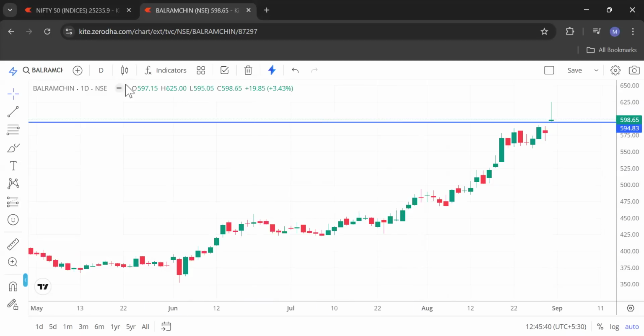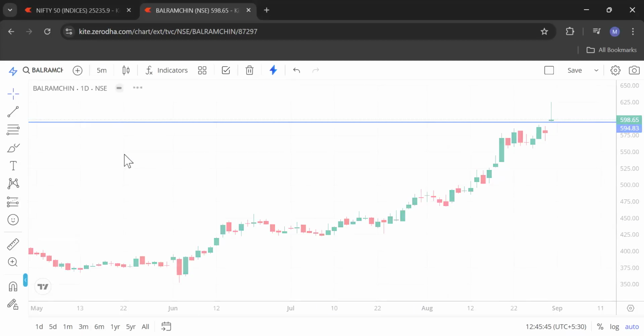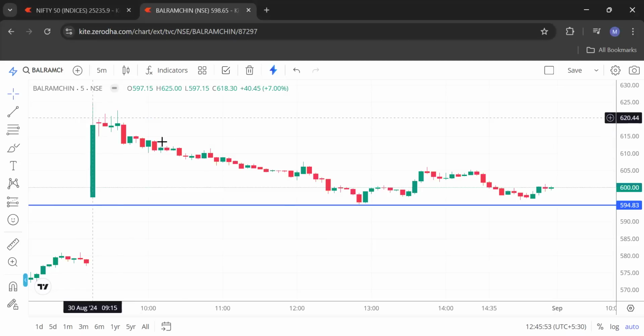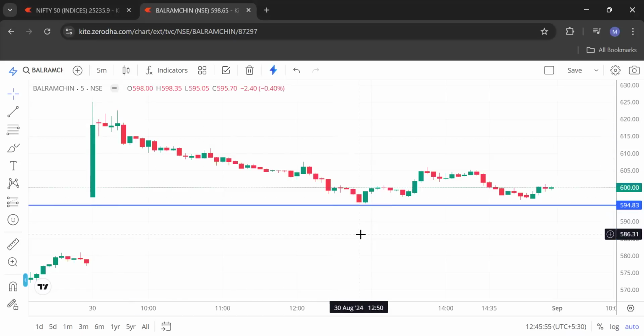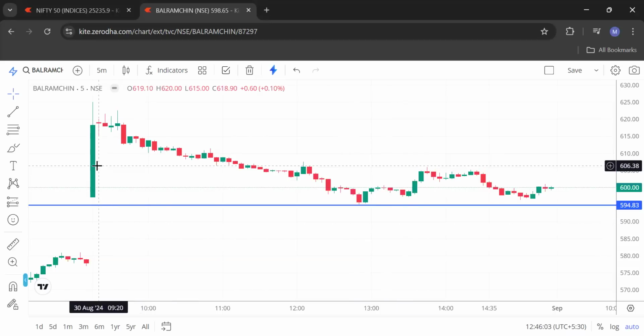You see on the 5-minute chart, the price has gone straight up. Again, see the beauty of maths. Price exactly came and touched this level, 594.83, 598, and then it went up. But if it happens like this, this is offside.